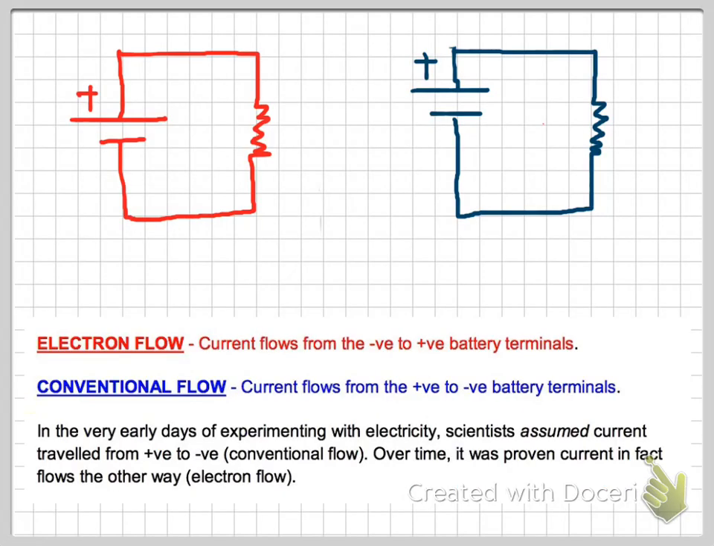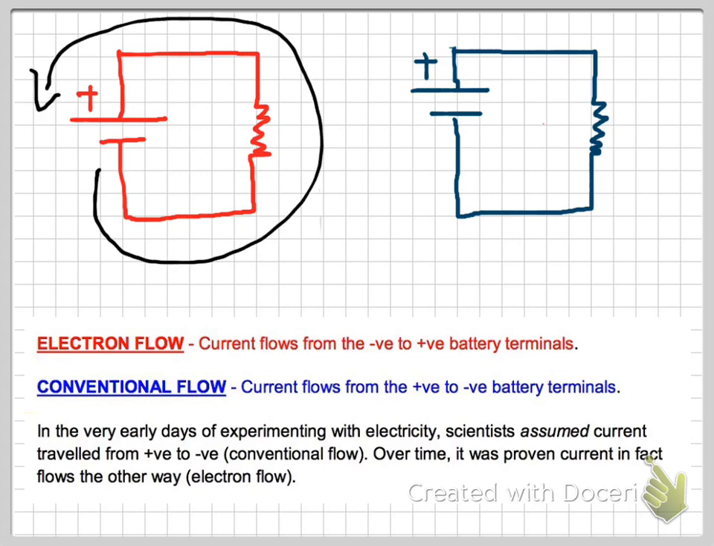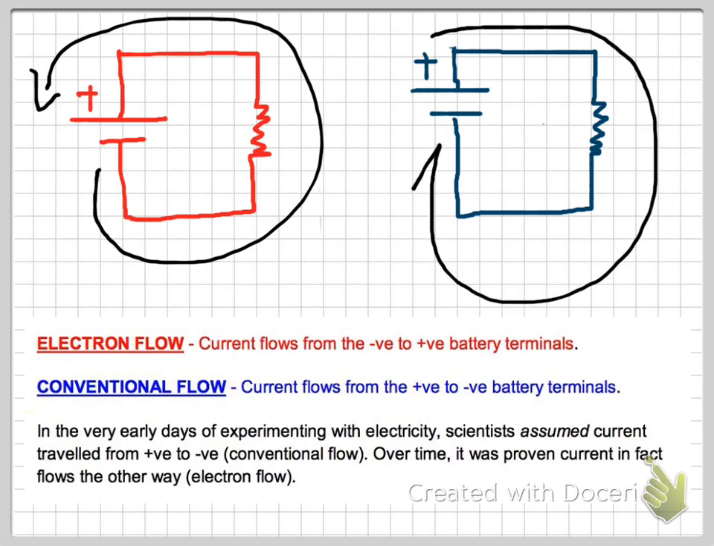Okay, so we've seen in the last couple of slides that current really travels from the negative terminal to the positive terminal. That's electron flow. This is actually, in fact, how it is. But for a long time, people thought, because they didn't know for sure, that current traveled from the positive plate to the negative plate, and that is known as conventional flow.